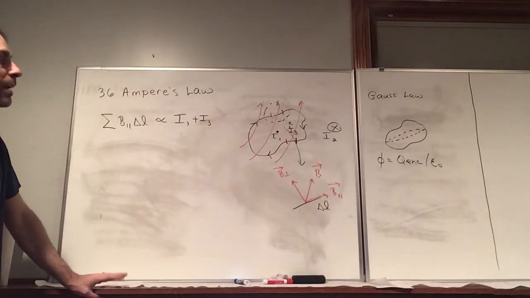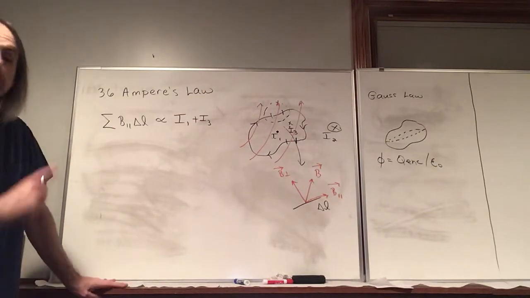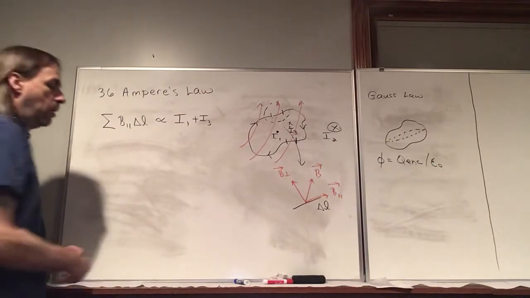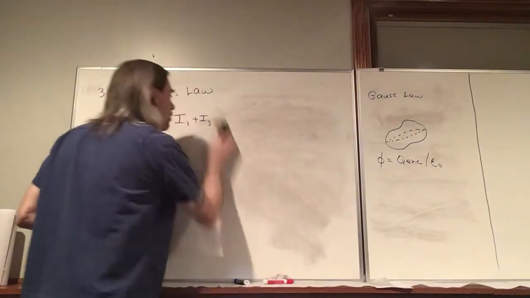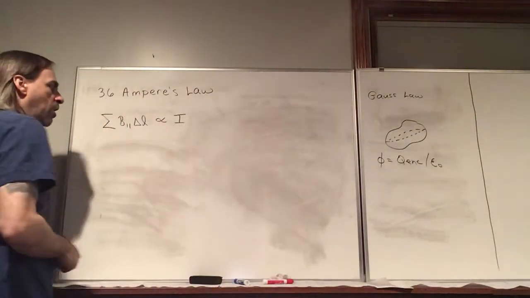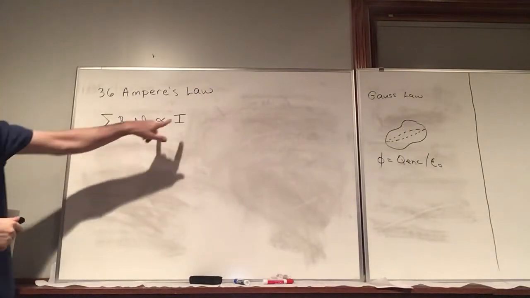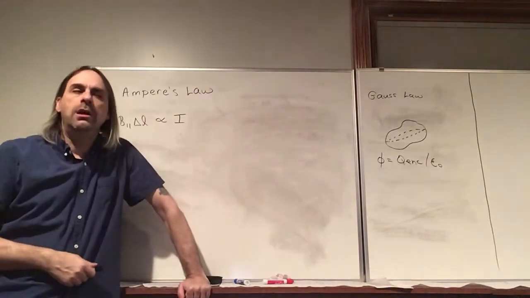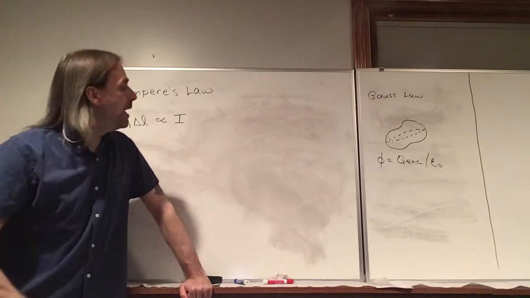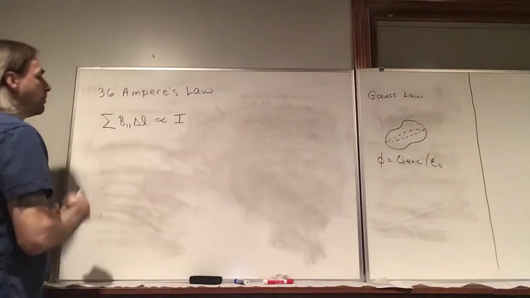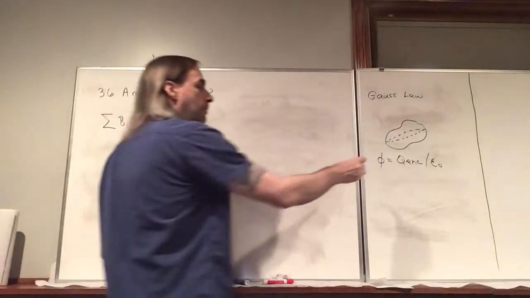So yeah, there is a direction involved as well. Okay, and so I'm gonna erase this picture. Let's go back to this sum here, which is proportional to the current, where that current is whatever's passing through our surface. Now, to turn this into an equation, we introduce a constant.